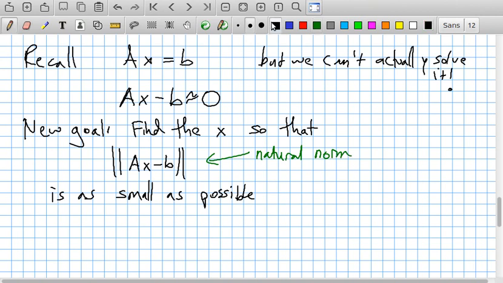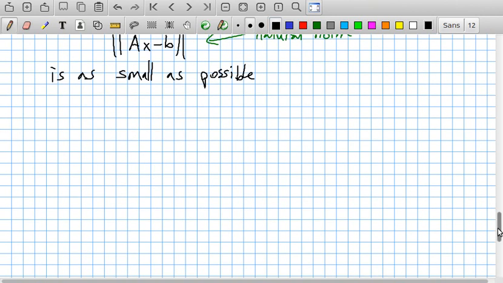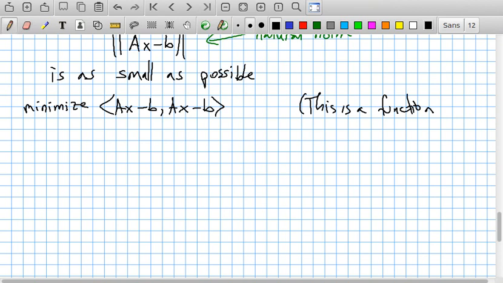Okay, well, let's just pop it into the formula and try to see what happens. We're trying to find the inner product of Ax minus b with Ax minus b. We want that to be minimized. Well, how do you minimize things? Remember, this thing here is a function going from our inner product space V to R. It's a real valued function.